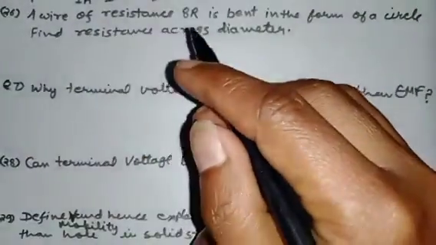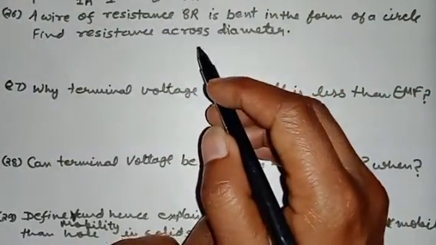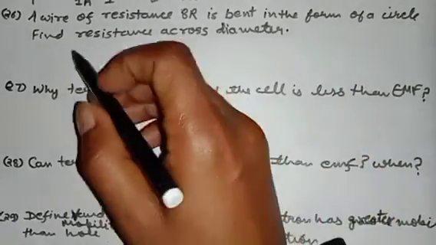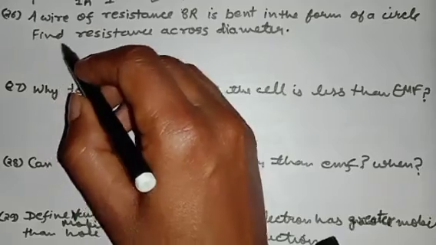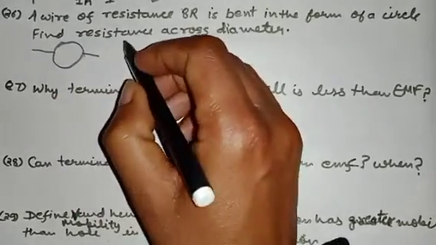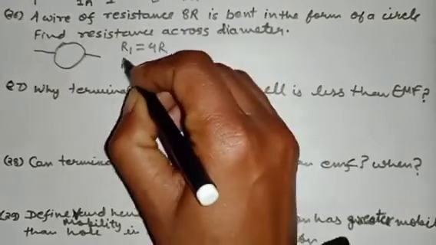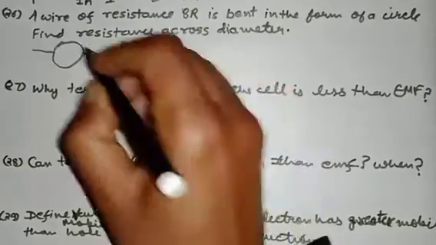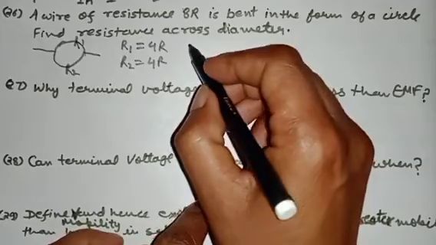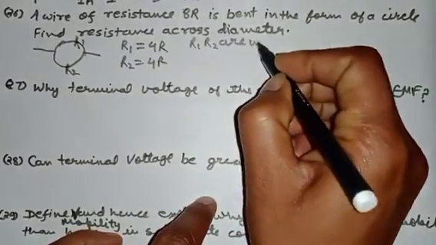Next, a wire of resistance R is bent in the form of a circle. Find resistance across diameter. Here, if it is bent into two parts, then both the parts will be halved. So R1 is equal to R/2 now, and R2 is equal to R/2 now. This is R1, this is R2. So their resultant: R1, R2 are in parallel combination.